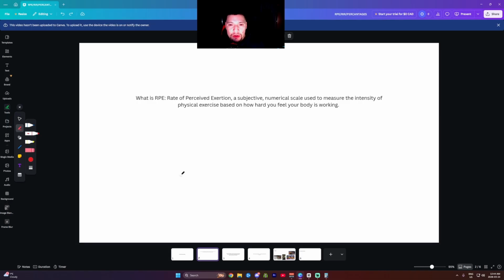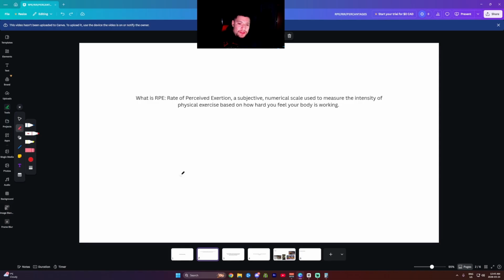A subjective numerical scale used to measure the intensity of physical exercise based on how hard you feel your body is working. In other words, this is more a subjective thing. It's about how you are feeling after the lift, how the weight is moving on the day of. One day you can be doing a 300 squat and it'll feel good, but the next week you do the same 300 pound squat and it'll feel harder. So it all depends on the day of, how you recover, and how you feel.